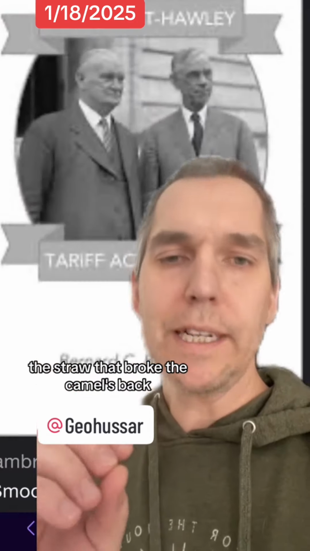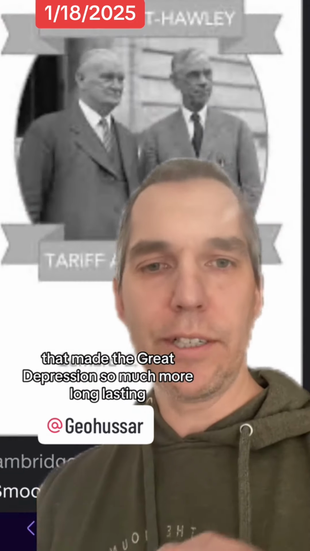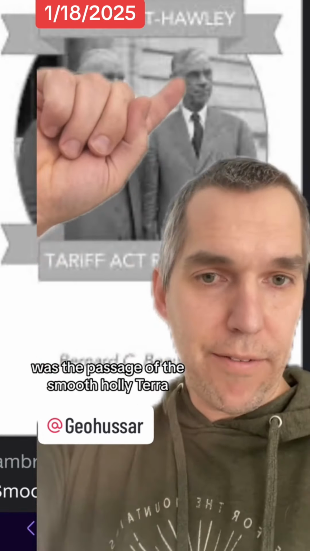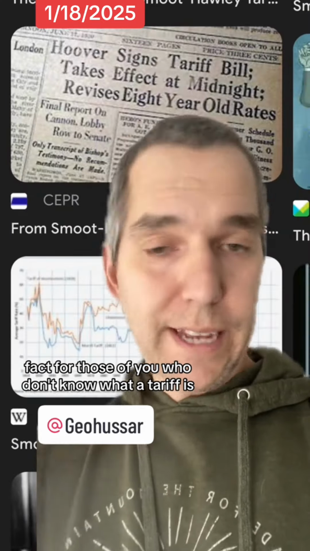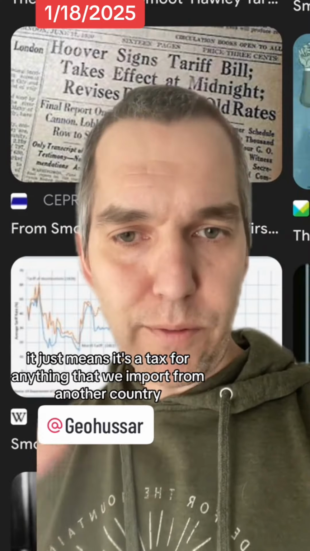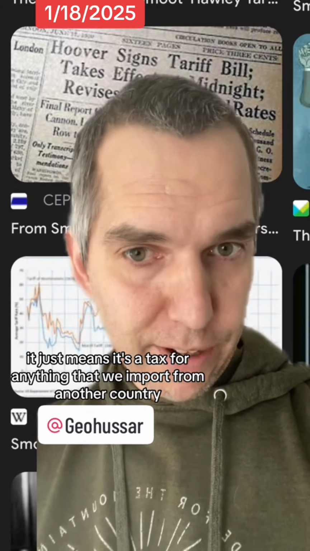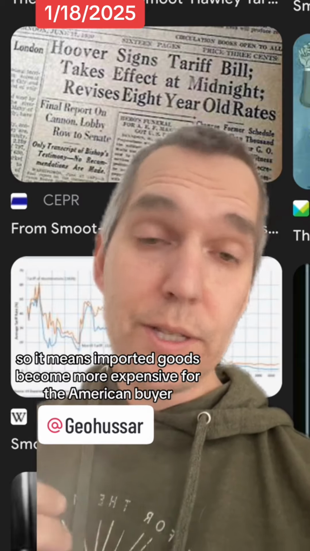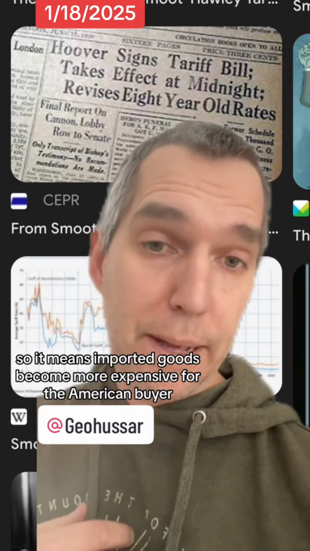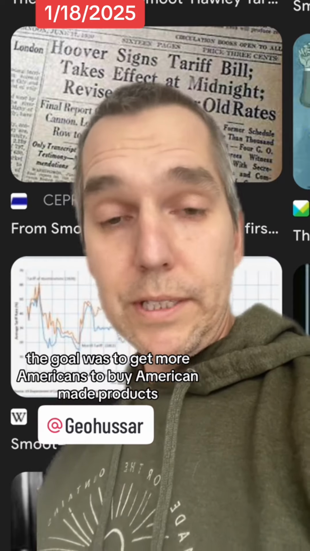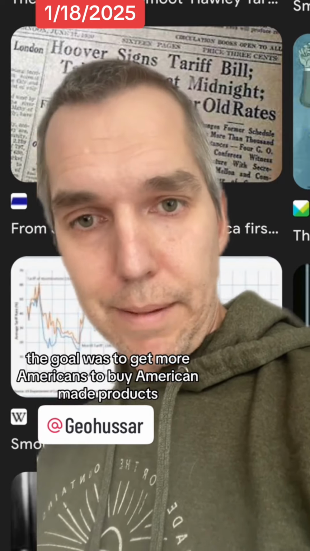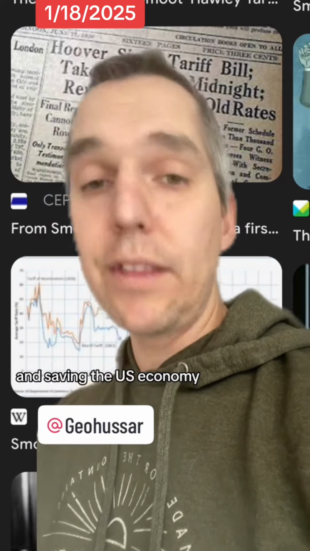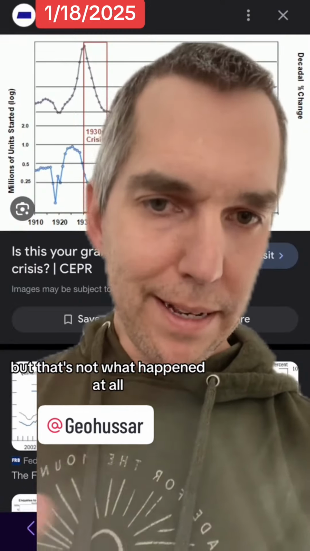The straw that broke the camel's back that made the Great Depression so much more long-lasting was the passage of the Smoot-Hawley Tariff Act. For those of you who don't know what a tariff is, it just means it's a tax for anything that we import from another country. And of course, that tax on imports gets passed on to the consumer, so it means imported goods become more expensive for the American buyer. The goal was to get more Americans to buy American-made products, therefore beefing up American manufacturing and saving the US economy. But that's not what happened at all.